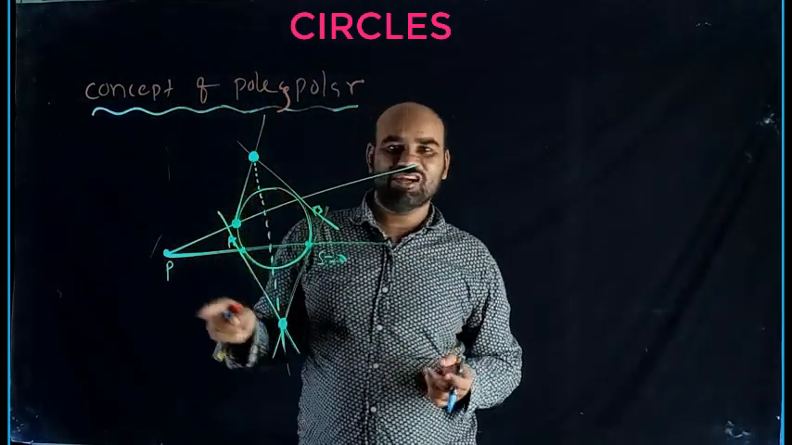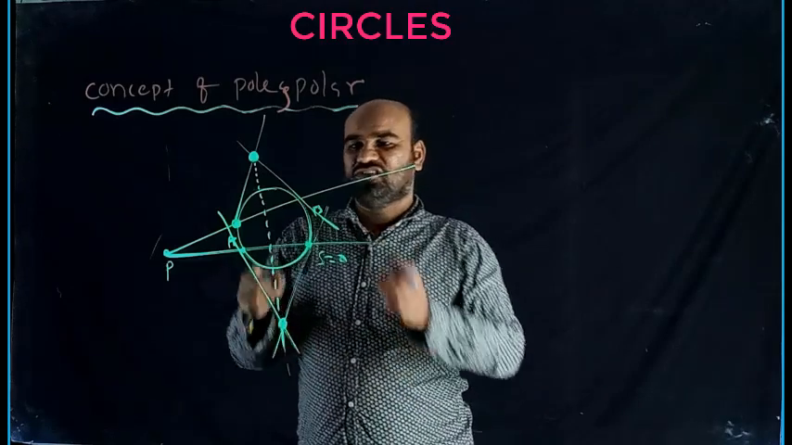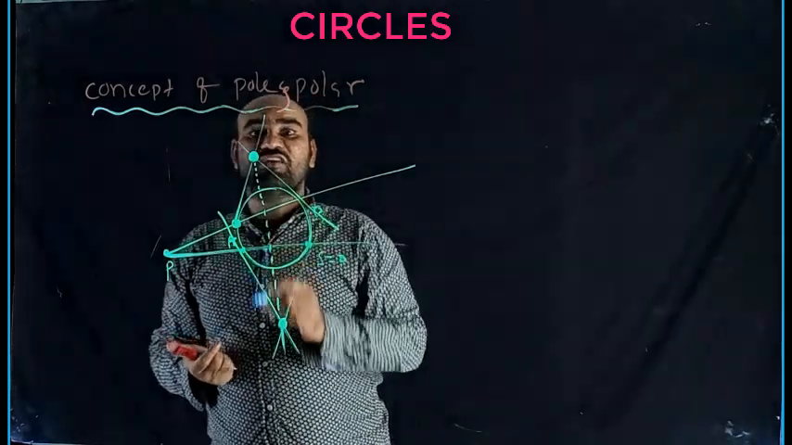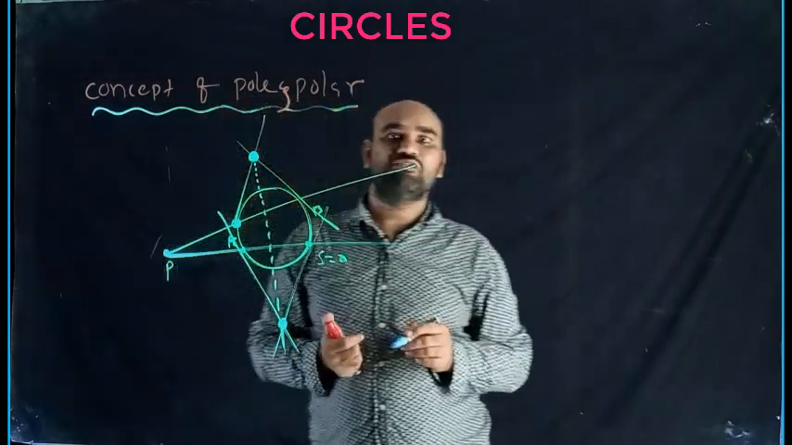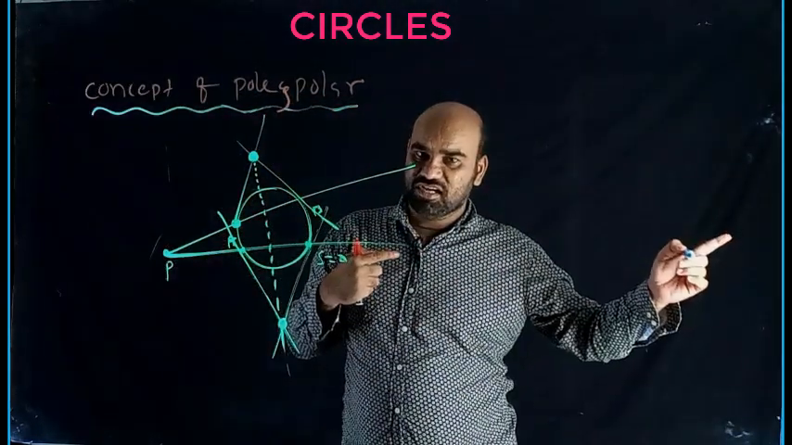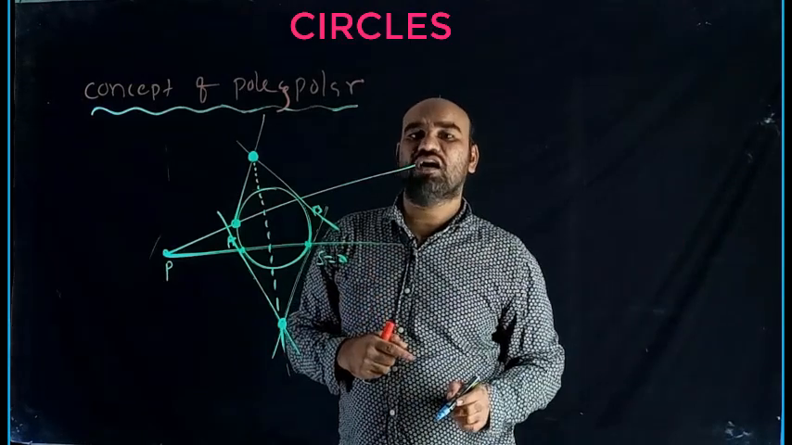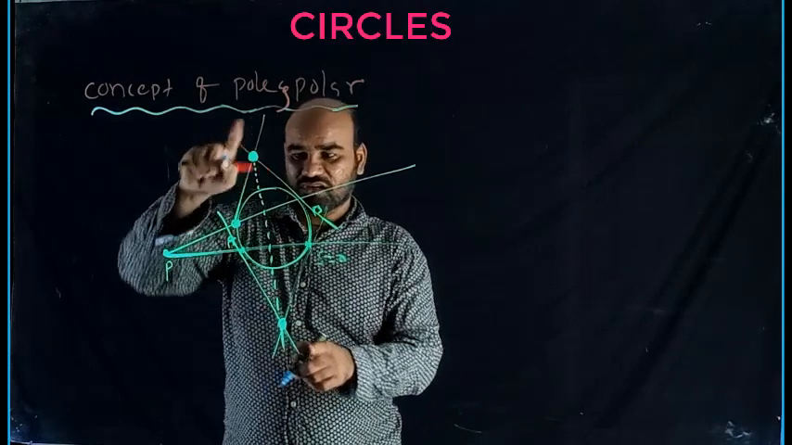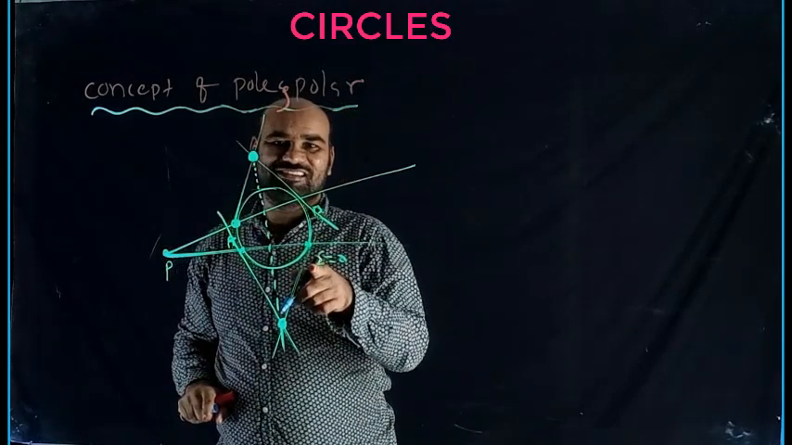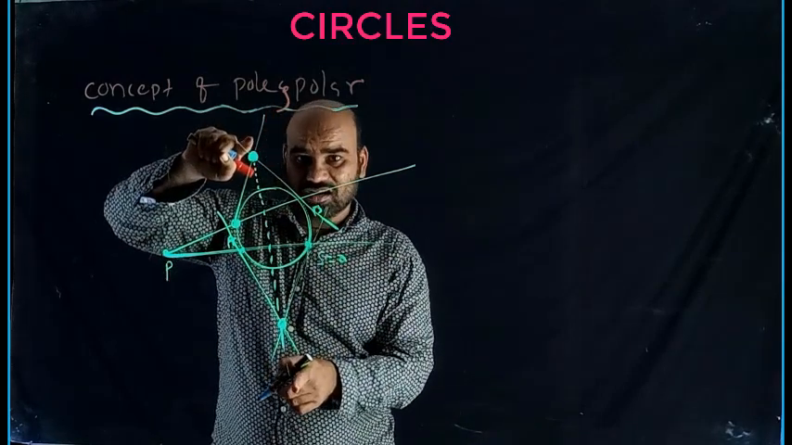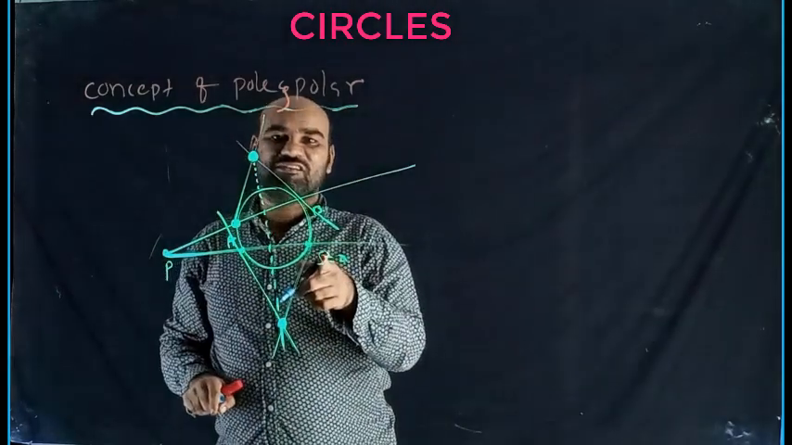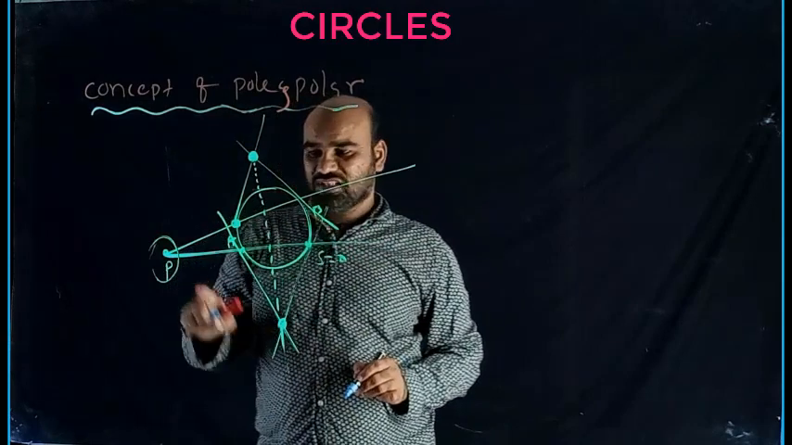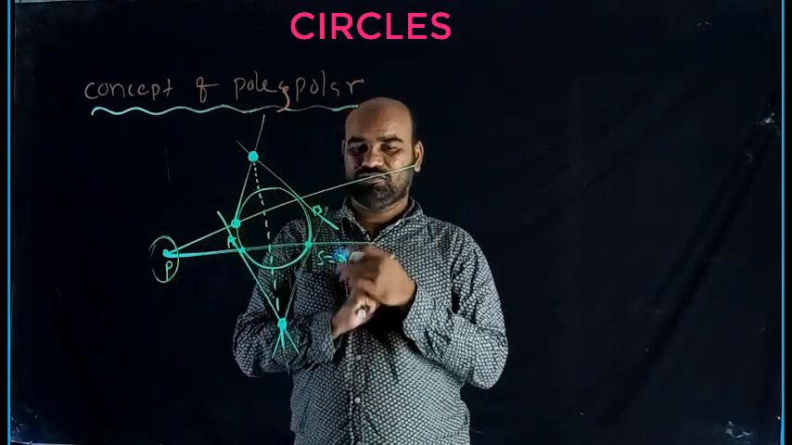Through that point I can draw infinitely many secants. So through extremities of secants you can draw infinitely many tangents. The point of intersection of all those tangents will form a straight line. The straight line is called polar. This is called polar of P with respect to the circle. This line is called polar of P with respect to the circle. Okay. Now this P is called pole. The point P is called pole.